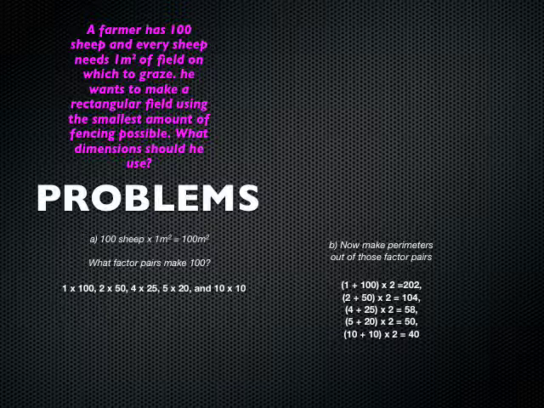If it was 2 and 50, our perimeter would end up being 104 meters. 4 and 25, the perimeter would be 58 meters. 5 and 20, the perimeter would be 50 meters. And finally, if we use a square, remembering that a square is a rectangle, if we had a square 10 by 10, the perimeter would be 40. So taking the smallest one there, which is 40, the dimensions of the farmer's field would have to be 10 times 10 meters. And remembering, since all squares are rectangles, you know that some rectangles are squares, namely the squares.